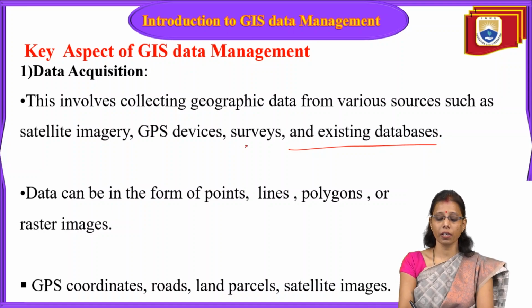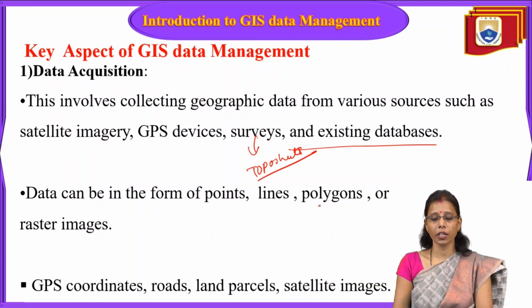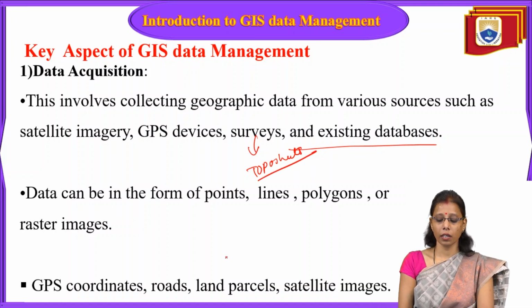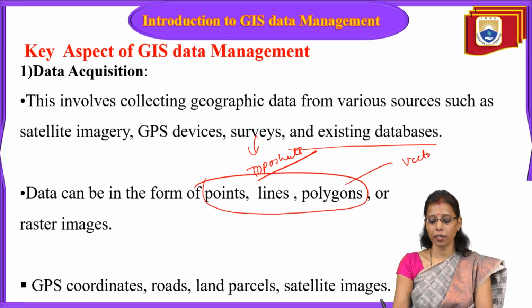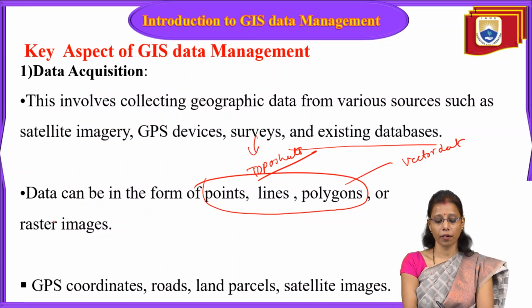And through surveying, we collect the topo sheets. So data can be in the form of points, lines, and polygons, or raster images. So all the data will be either point, line, or polygon. So what is point, line, polygon? It is the vector data.